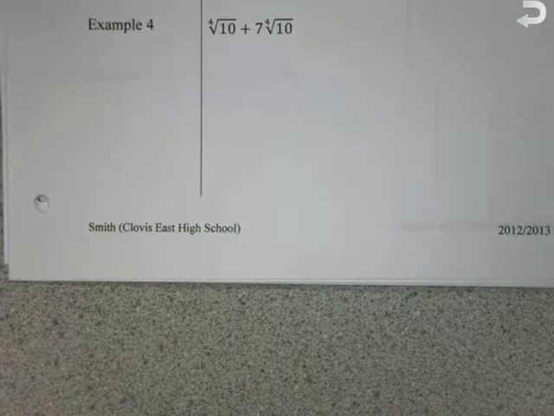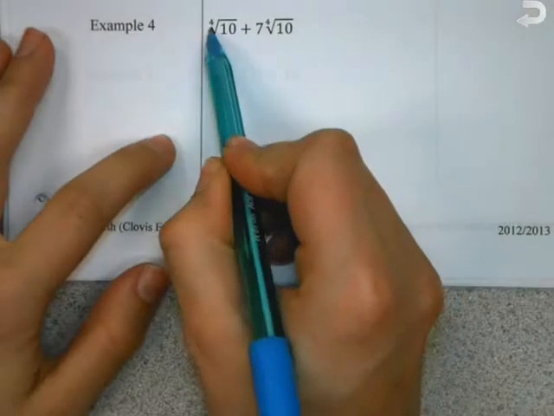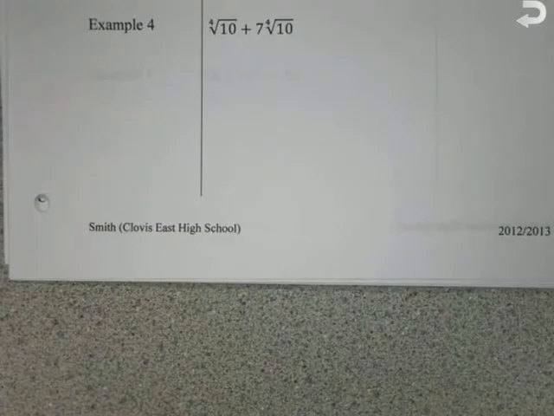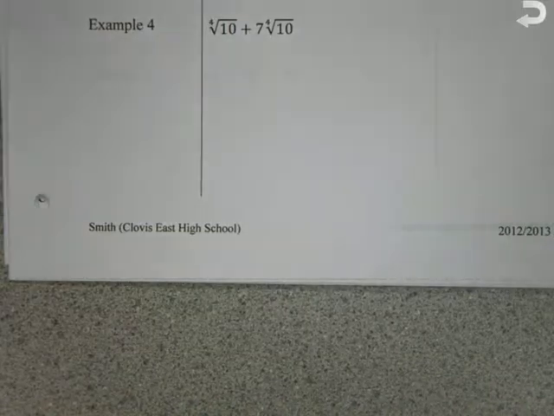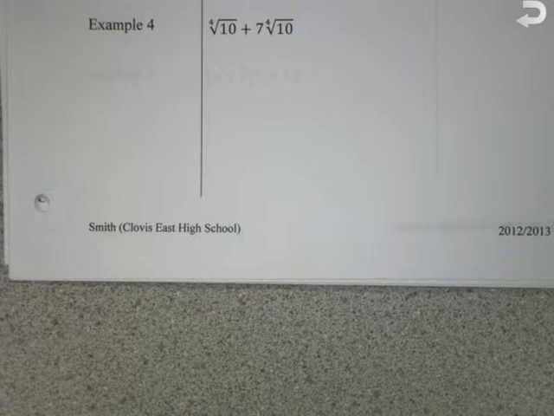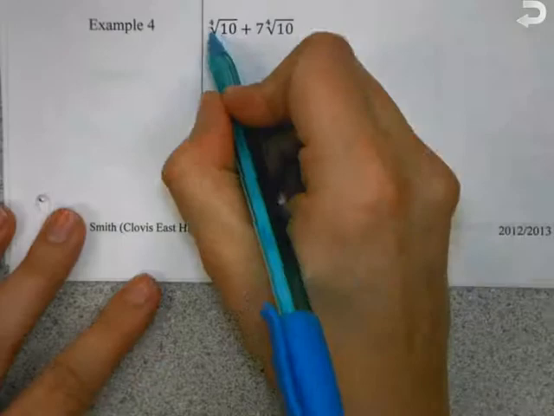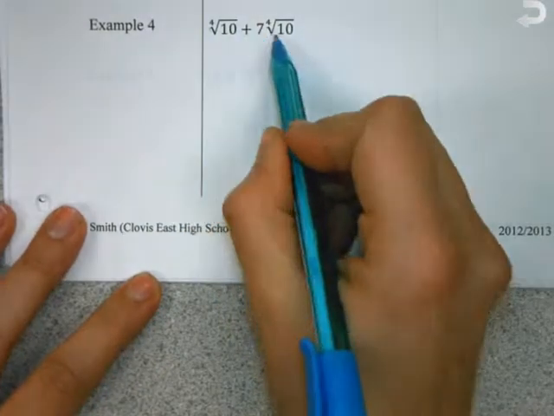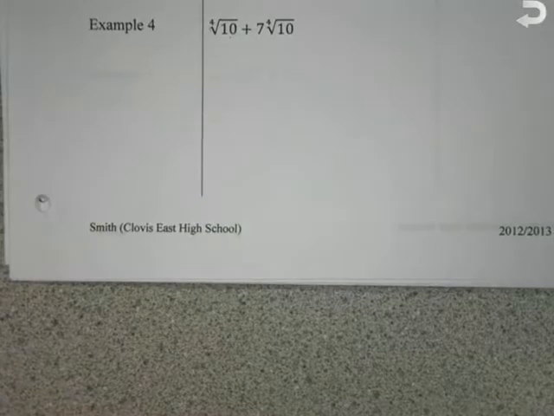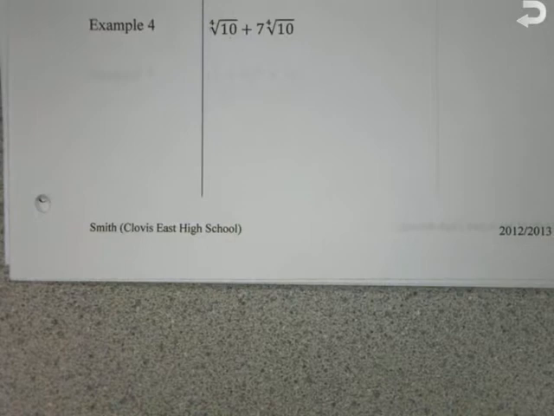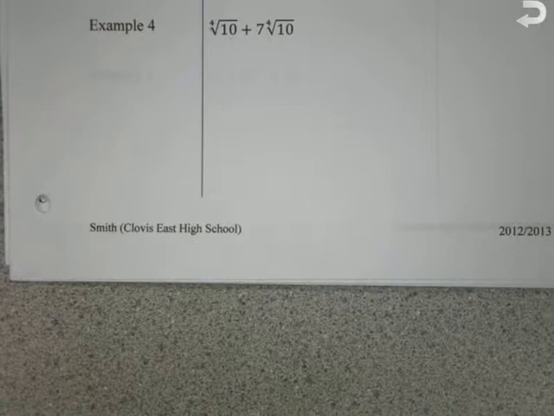Okay, so example 4, remember roots and exponents are basically the same thing. A root can be rewritten as an exponent to a fraction. So let's apply this exact same thing to roots. The 4th root of 10 plus 7 times the 4th root of 10. So the way that I look at this is that roots work like terms. The roots have to be exactly the same on the inside and the type of root that we're taking in order for us to be able to combine them.